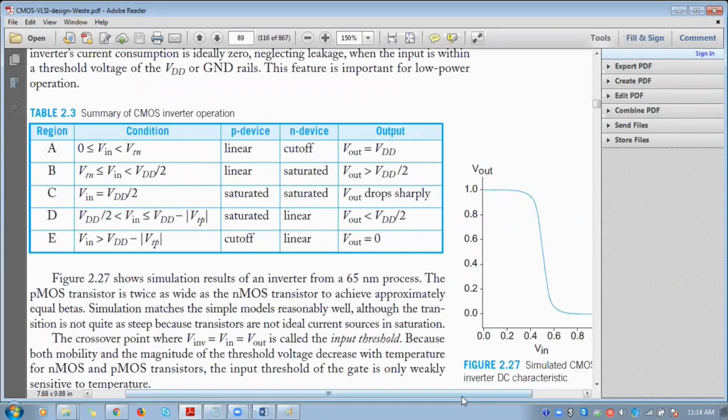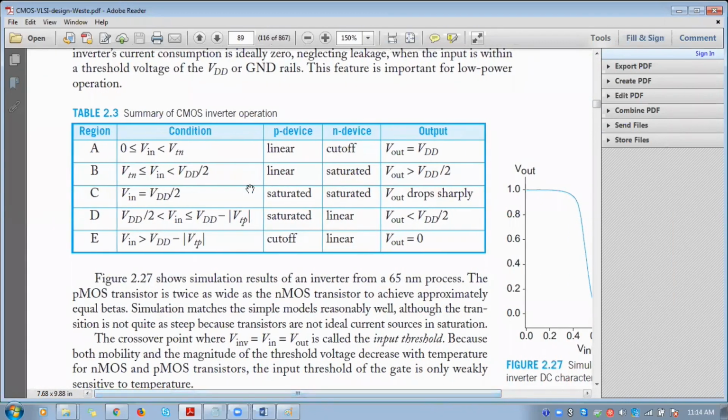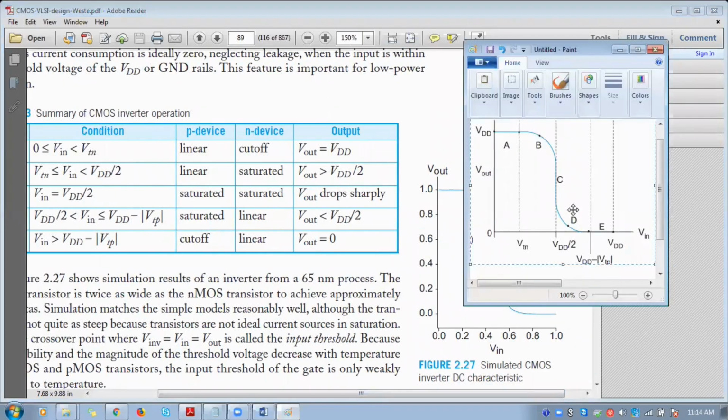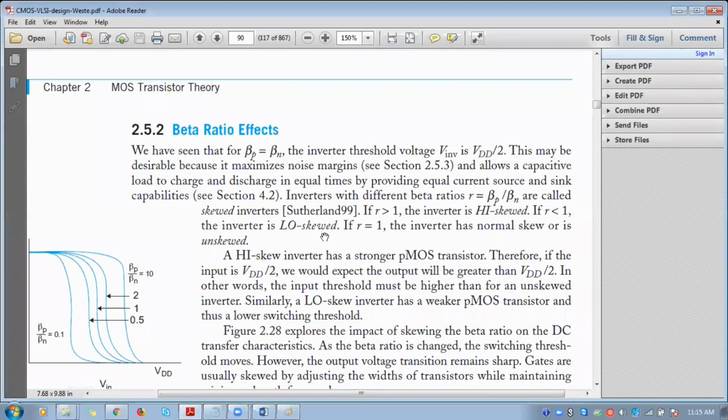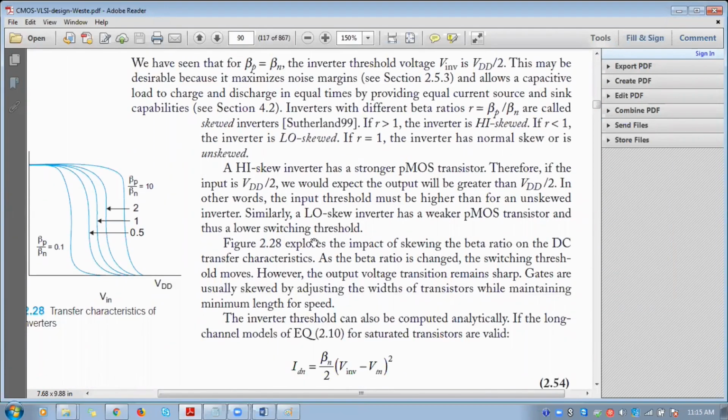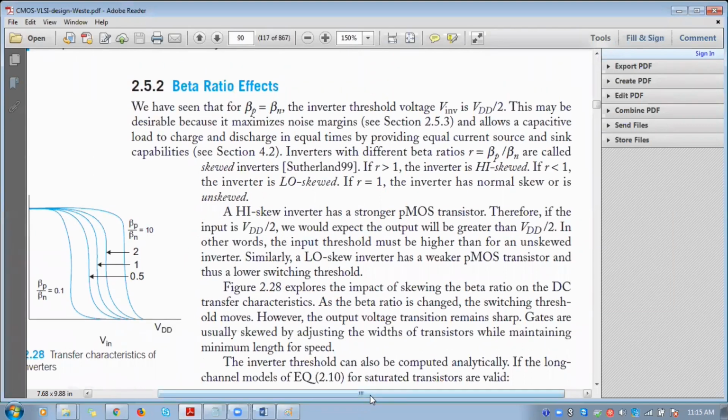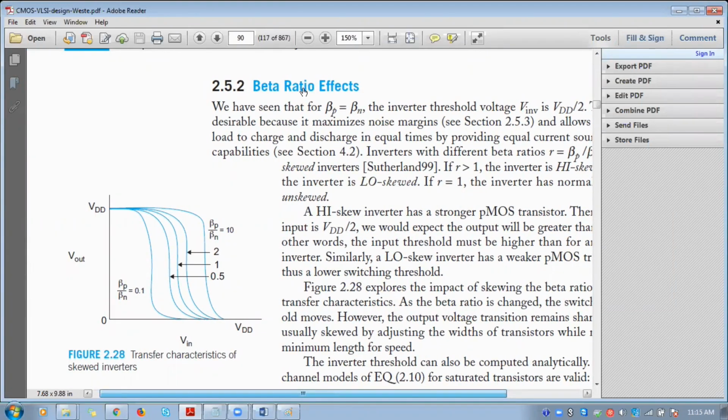In that, we have an important derivation: how Vin as well as Vout are VDD by 2 in both the cases. If you see this curve at point C, your output as well as input have the same value. You will have a derivation. In your third edition book, it is not there, but in this PDF, they have clearly mentioned it, and we have also derived that in class. So before getting to that, we need to know what the beta ratio effect is.